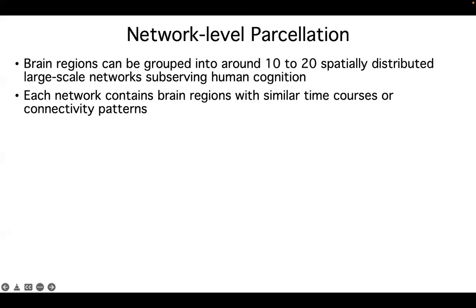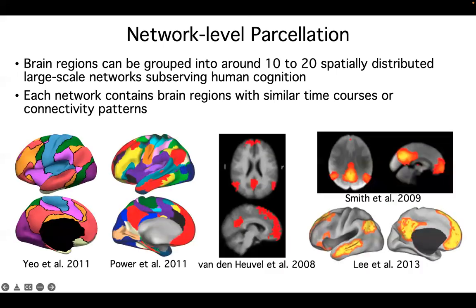Resting-state functional connectivity is a promising tool for identifying large-scale brain networks. So brain regions can be grouped into around 10 to 20 brain networks, each associated with various cognitive functions. And brain regions within each network share similar time courses or connectivity patterns. Here, I'm showing you a few examples of network-level parcellations estimated by different approaches.